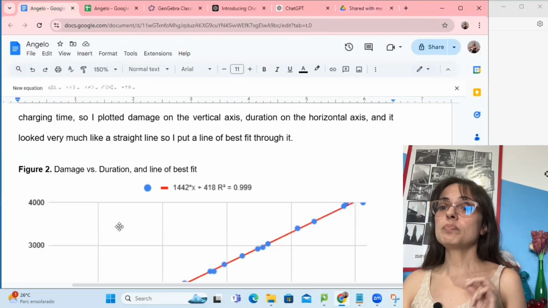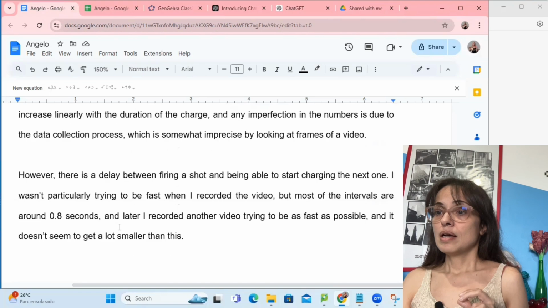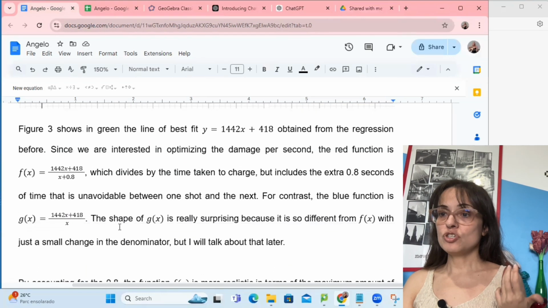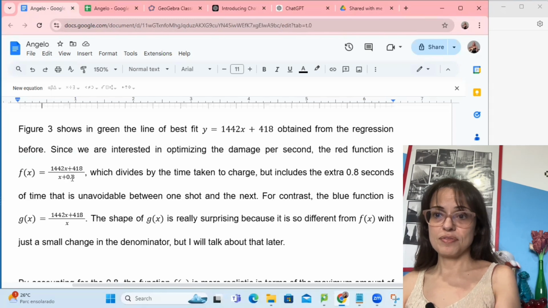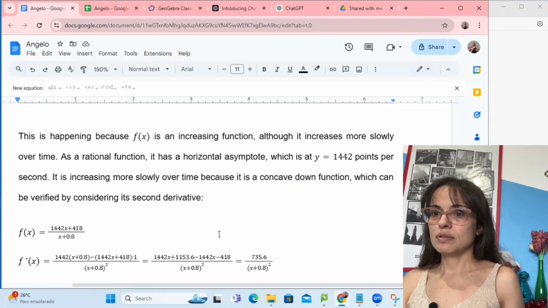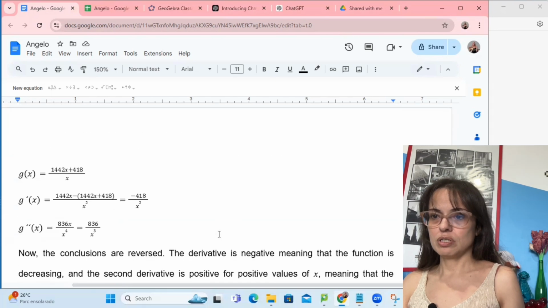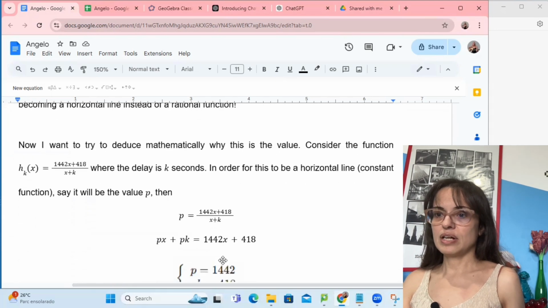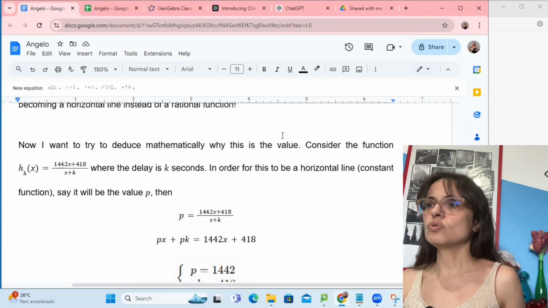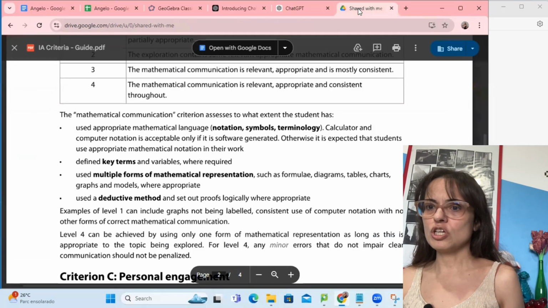I wasn't really paying attention to that, but I think I did it, because f and g are defined here. The red function f is this expression, g is this expression. The h function is defined here as well. And when I introduced this new p, I said it will be the value p. I think this is good enough in terms of introducing notation.